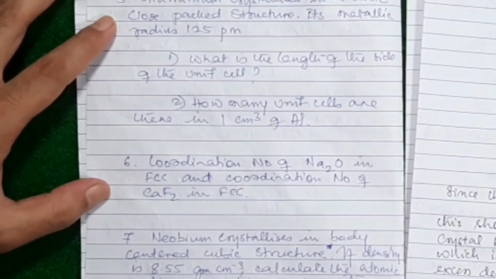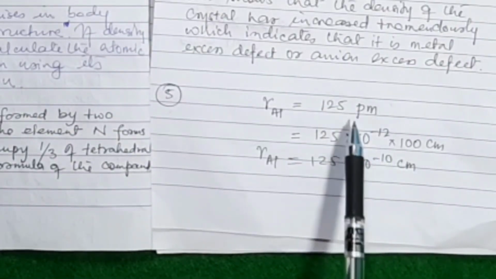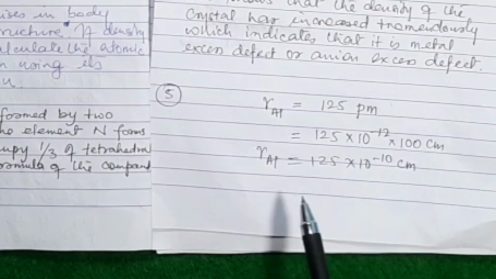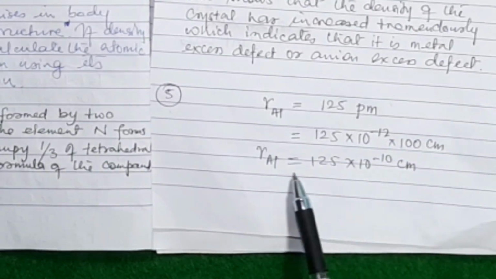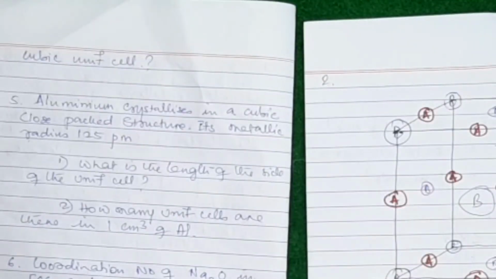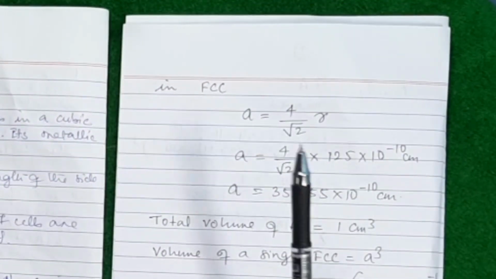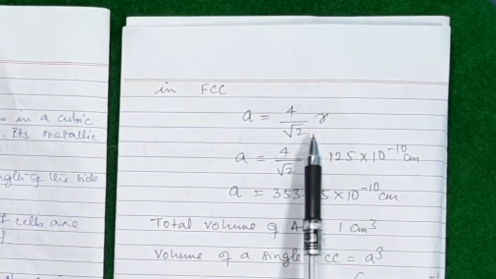Radius is given in 125 pm. I'll convert picometer into centimeter: pico is 10 to the power minus 12, and a meter is 100 centimeter. So ultimately the radius of aluminium is 125 into 10 to the power minus 10 centimeter. Now I'm supposed to find the edge length. There is no need of calculating density here, at least for this case, because R is given and a is required, so we'll find this.